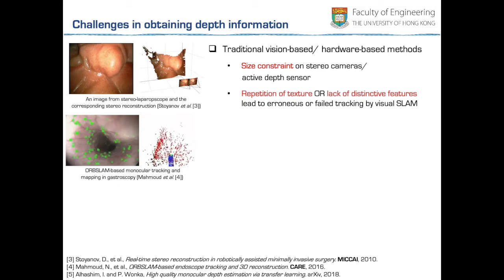There is also a previous study that employed the famous monocular ORB-SLAM, a feature-based visual SLAM, to perform tracking and mapping in gastroscopy. However, due to repetition of texture or lack of distinctive features in the nasal cavity, there is a high chance of getting erroneous results, or tracking may even fail to be initiated.